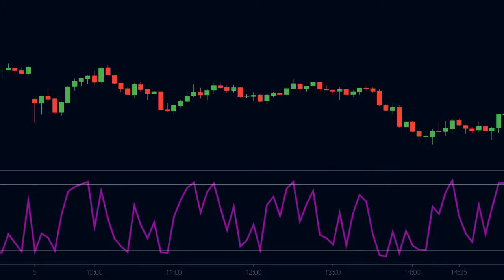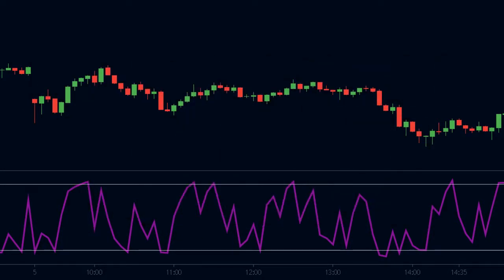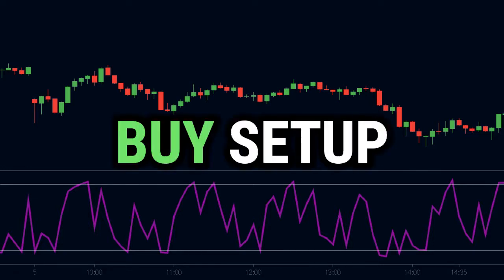Let us now look at the strategy itself. The basic premise of our strategy is finding confluence between the moving averages and the RSI. Let us understand this in detail. Let us first look at the buy setup.